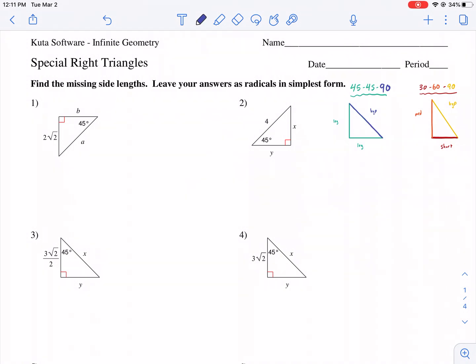Welcome everyone to a Kuta worksheet tutorial. We are doing special right triangles in this one. Super important topic in geometry, really will help you with SAT and ACT questions, but let me get into the principles of it and why it's useful, okay?